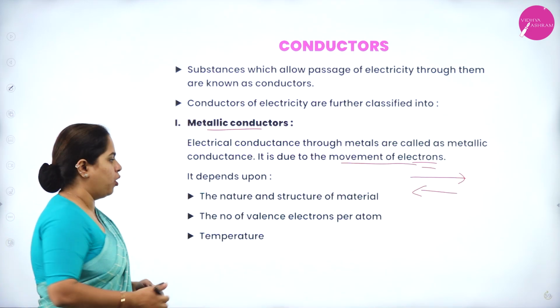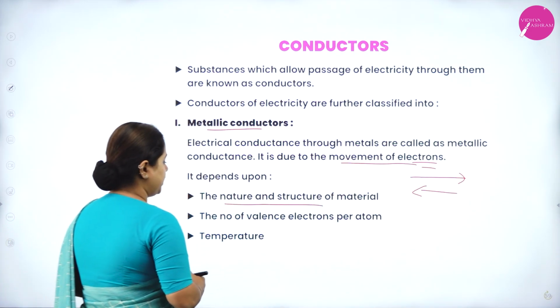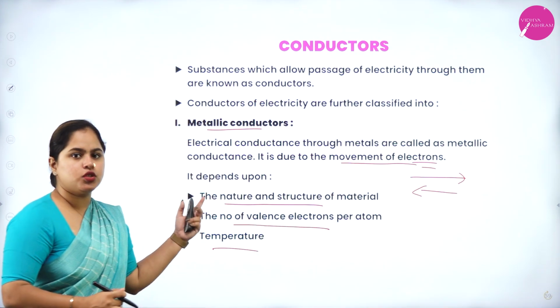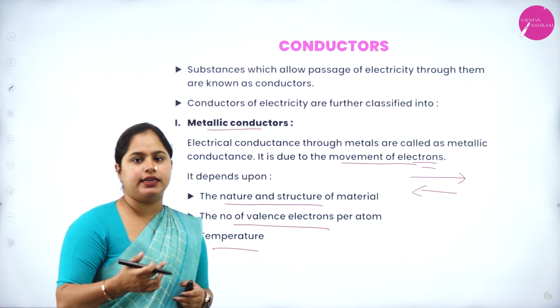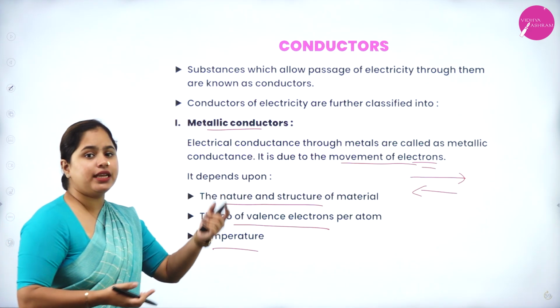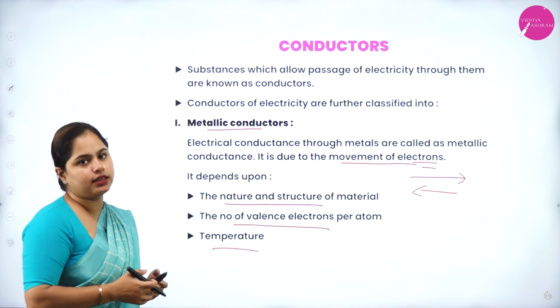Now it depends upon the nature and structure of the material, the number of valence electrons per atom and the temperature. So these are the factors on which the metallic conductance depends. That is how many electrons are present, what is the nature and the structure of the metal, as well as the temperature.